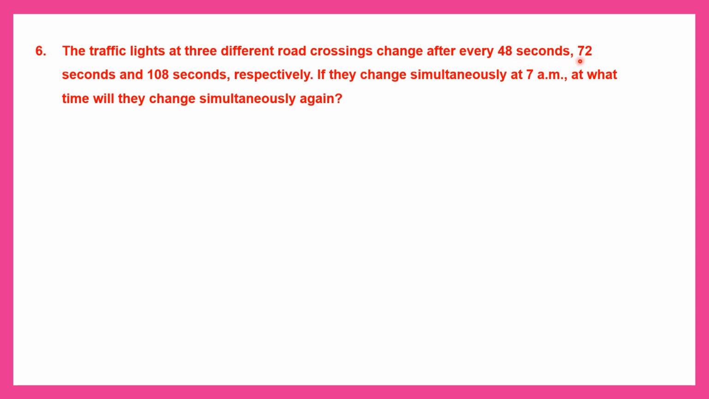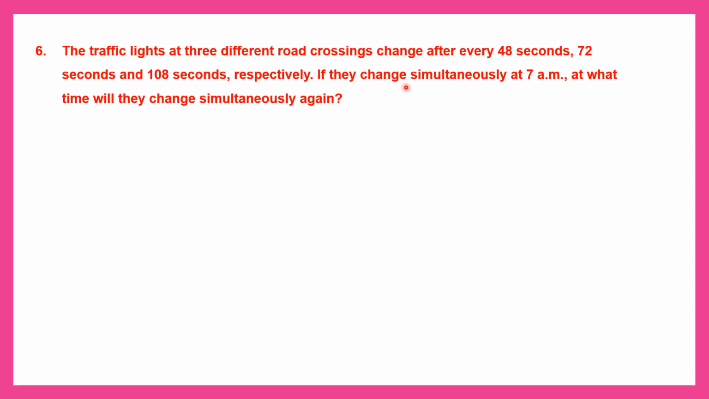Now, at another road crossing, the traffic lights change after 72 seconds. And at the third road crossing, it will change after every 108 seconds. So this is how the traffic lights at three different crossings change. Now here they're saying if they change simultaneously at 7 a.m. Simultaneously means at the same time on three different road crossings, but they're all changing at 7 a.m. So the first one will change at 48 seconds at 7 a.m. Second one will change at 7 a.m. and the third one also will change at 7 a.m.